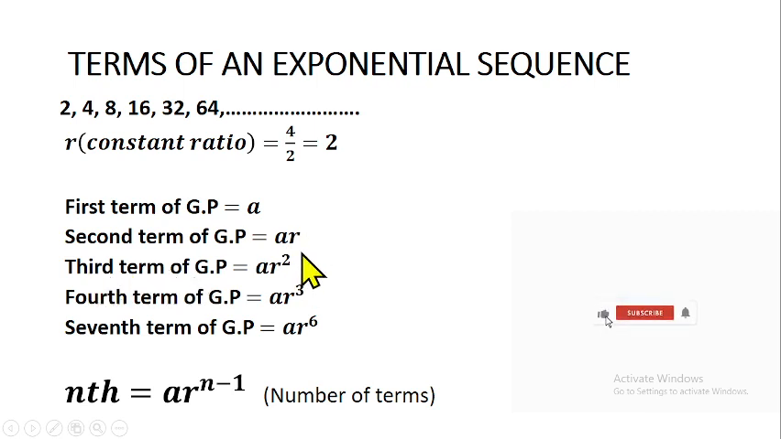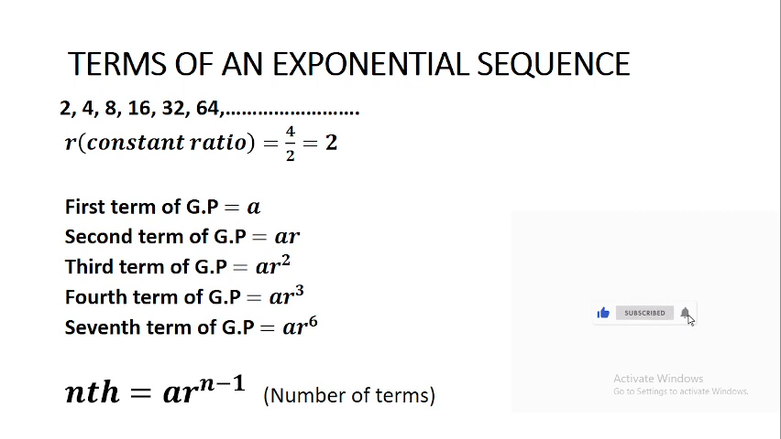For the third term, our n is 3. R raised to power 3 minus 1 gives us R squared. Fourth term, R raised to power 4 minus 1, that gives us R cubed. The seventh term of the GP is AR raised to power 7 minus 1, that gives us AR raised to power 6. So I can ask you, what is the sixth term of a GP? You should be able to tell me AR raised to power 5.